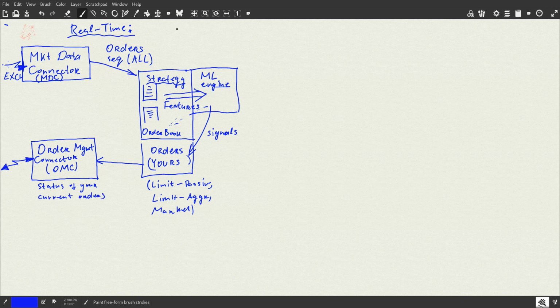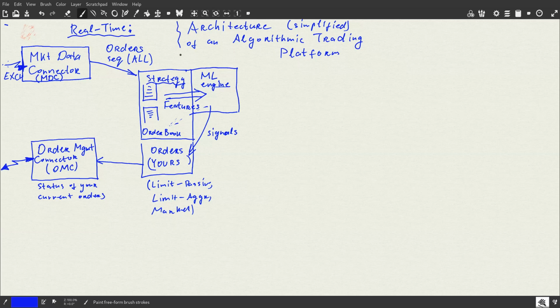So this is how an algorithmic trading platform in general looks like. So that's the picture of the architecture, simplified, of course, of an algorithmic trading platform. The main components are, as you can see, a market data connector, your strategy, which in particular includes your machine learning engine, and the order management connector.